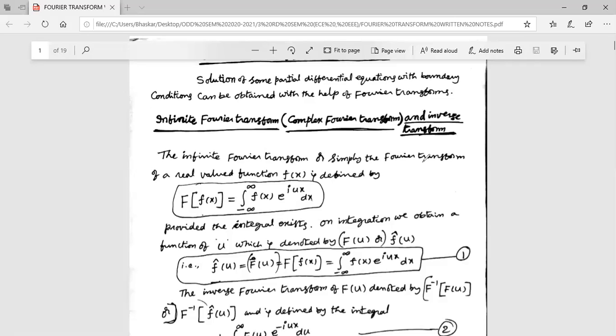We are able to hear the sounds of some different types, and we are able to hear them clearly by the help of the Fourier transforms. There are so many applications of Fourier transforms.